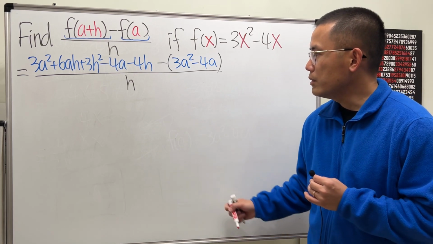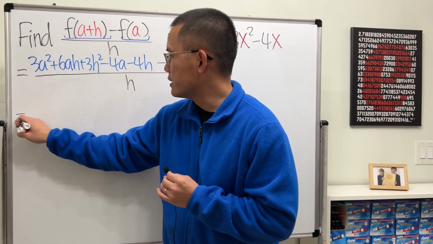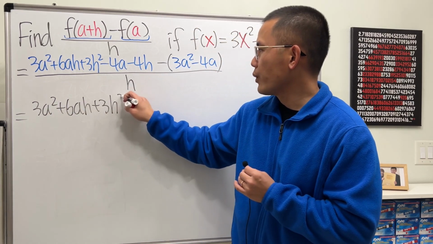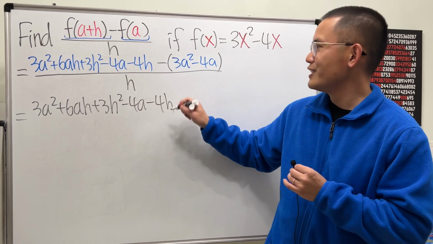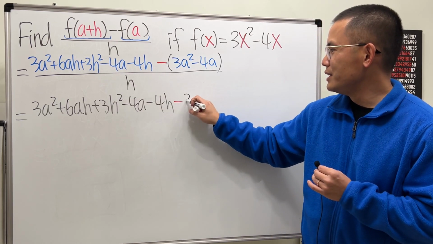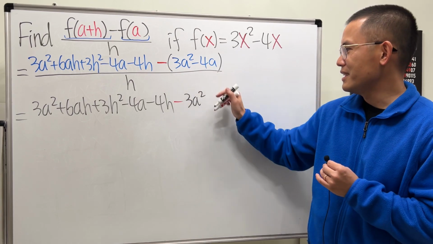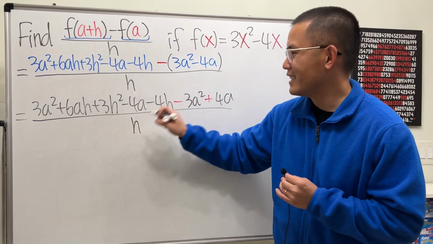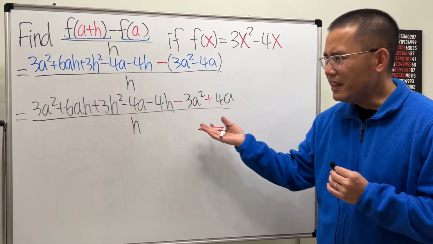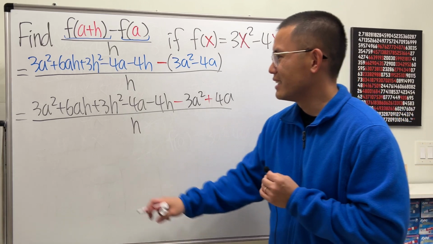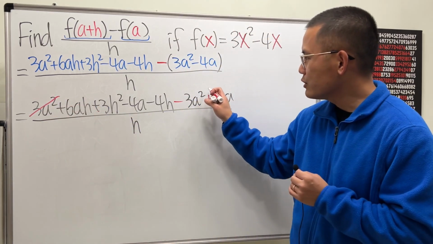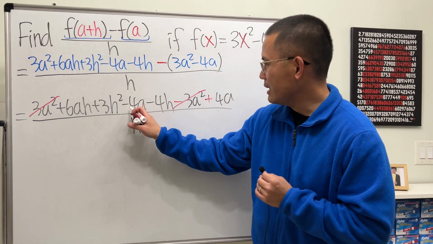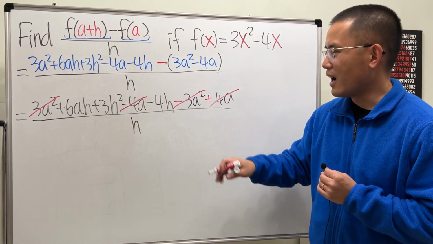So let's continue. I'm going to distribute the negative, so I will write this down again. 3a squared plus 6ah plus 3h squared minus 4a minus 4h. Negative times that is negative 3a squared, and then negative times negative is plus 4a, all over h. Now, is there anything that we can combine? Yes, the 3a squared minus 3a squared, they cancel to be 0. What else? Minus 4a plus 4a, gone.